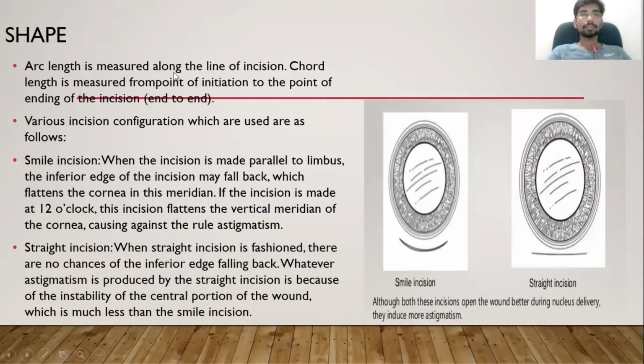Shape. Arc length is measured along the line of incision. Chord length is measured from the point of initiation to the point of ending of the incision. So end to end is chord length.